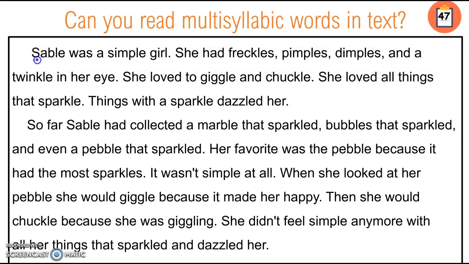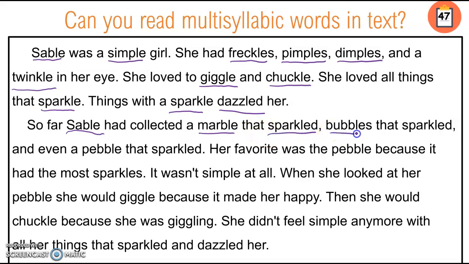So we're going to look at: Sable was a simple girl. She had freckles, pimples, dimples, and a twinkle in her eye. She loved to giggle and chuckle. She loved all things that sparkle. Things with a sparkle dazzled her. So far, Sable had collected a marble that sparkled, bubbles that sparkled, and even a pebble that sparkled. Her favorite was the pebble because it had the most sparkles.